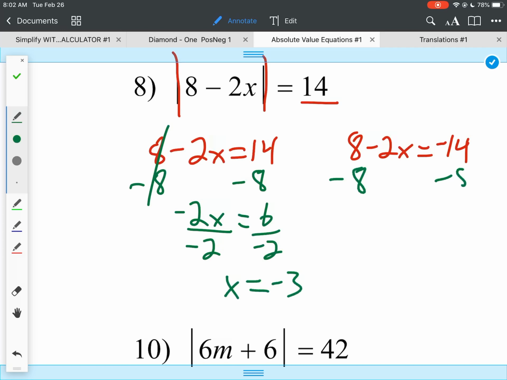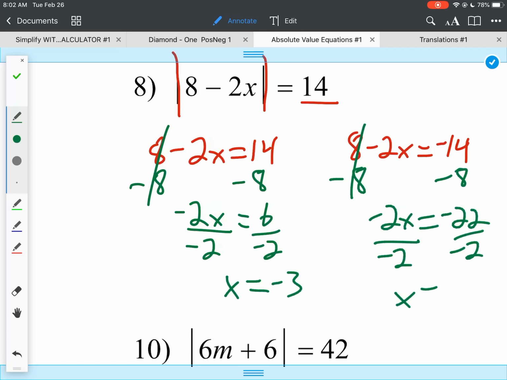Okay, over here, do the same thing. Subtract 8. Okay, so you have negative 2x equals, but now we have negative 14 minus 8, which is negative 22, and divide by negative 2, and you get x equals 11. Okay, so these are your two answers.